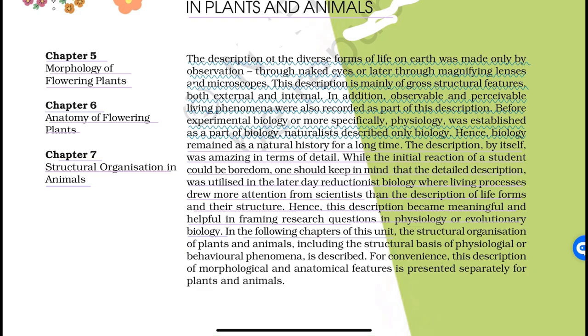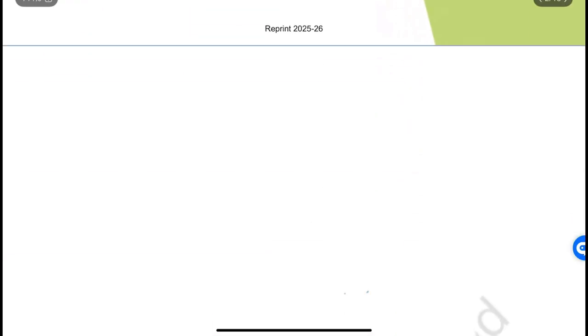In the following chapters of this unit, the structural organization of plants and animals, including the structural basis of physiological or behavioral phenomena, is described. For convenience, this description of morphological and anatomical features is presented separately for plants and animals.